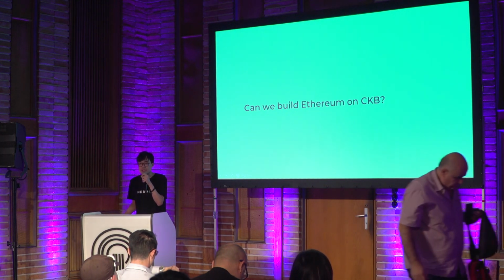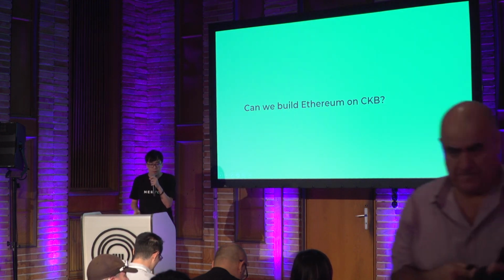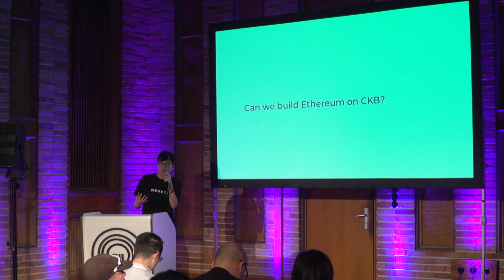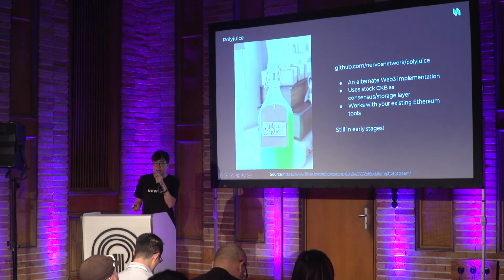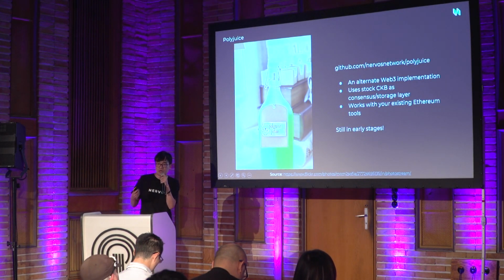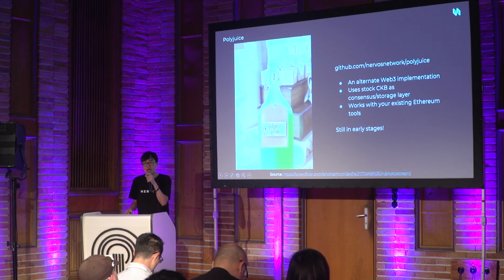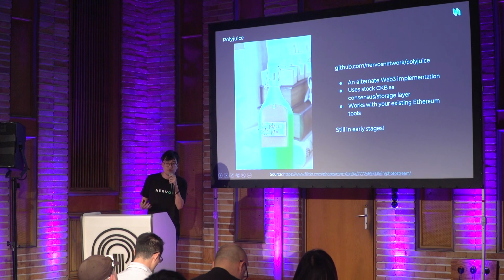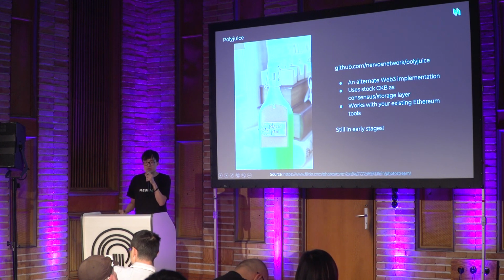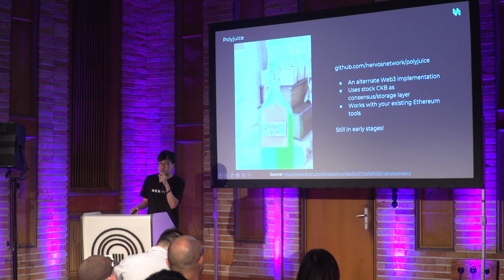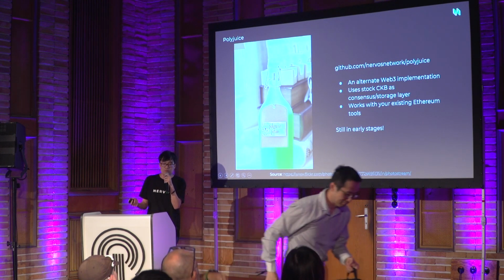So the question here is that CKB has this maximum amount of flexibility, but can we prove that we really have it? So the idea is: can we build Ethereum directly on top of CKB? Today I'm going to introduce the Polyjuice project. This name actually comes from the Harry Potter series. It's an alternative Web3 implementation for Ethereum. Our goal is not to build a prototype project. We want to build a production project that's at least 95% compatible with the existing Ethereum. So whatever tool or Solidity contract you're using today, we want you to be able to use them directly on top of Polyjuice.